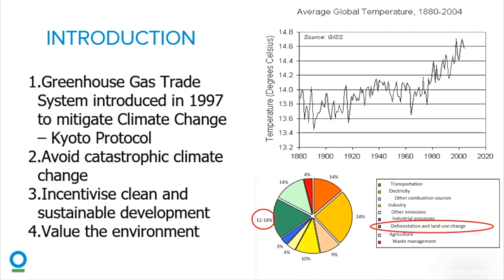Greenhouse gas trading was introduced in 1997 at the Kyoto COP. The aim was to use markets as incentives to reduce greenhouse gas emissions and thus avoid catastrophic climate change and incentivize clean and sustainable development.